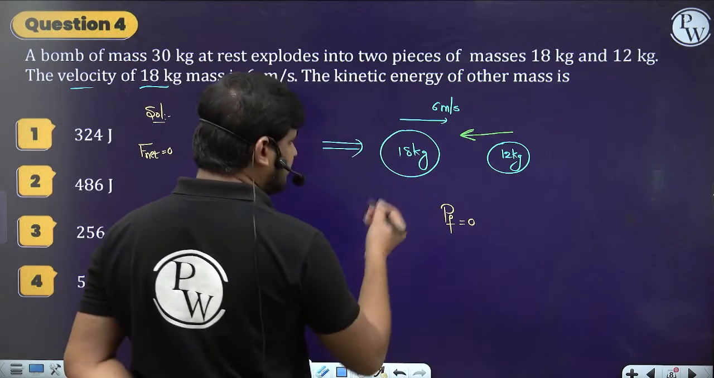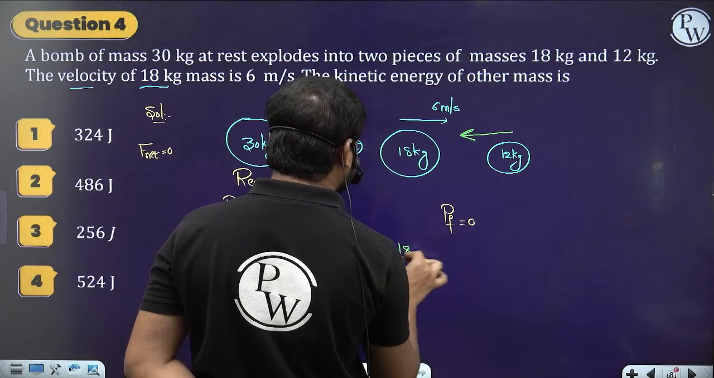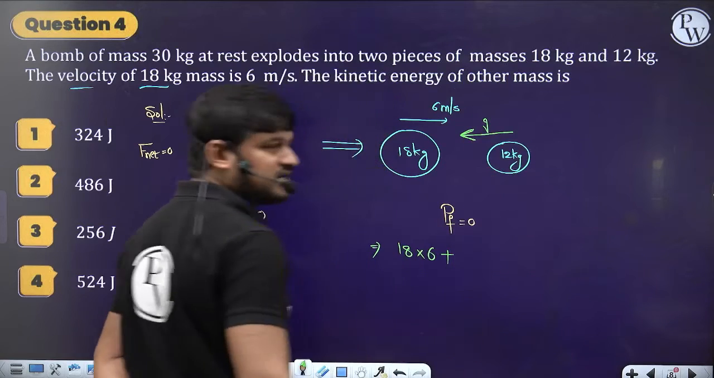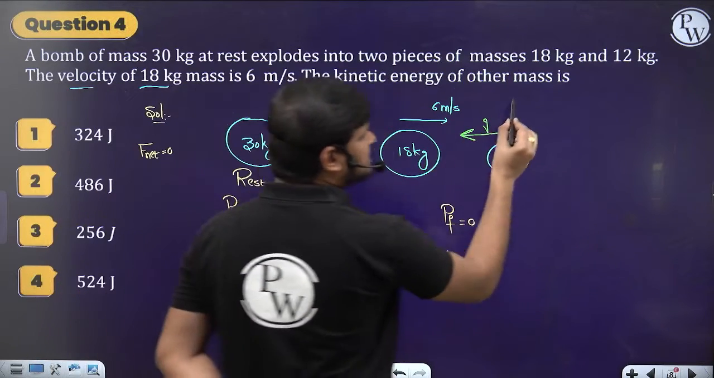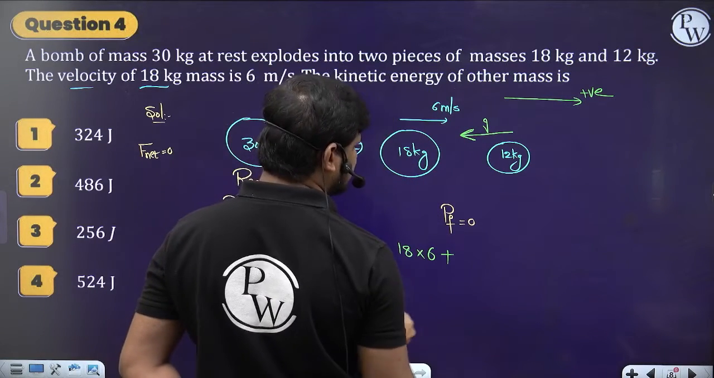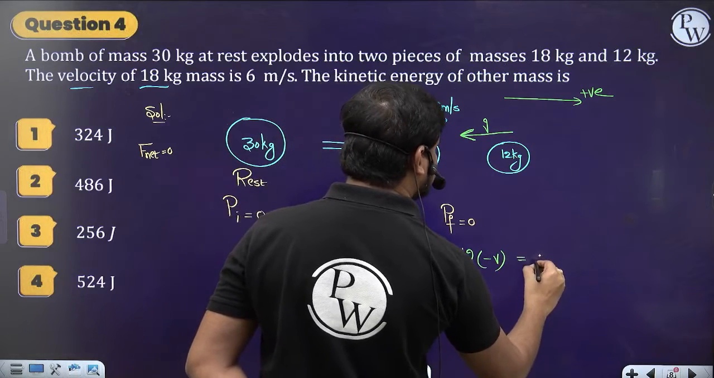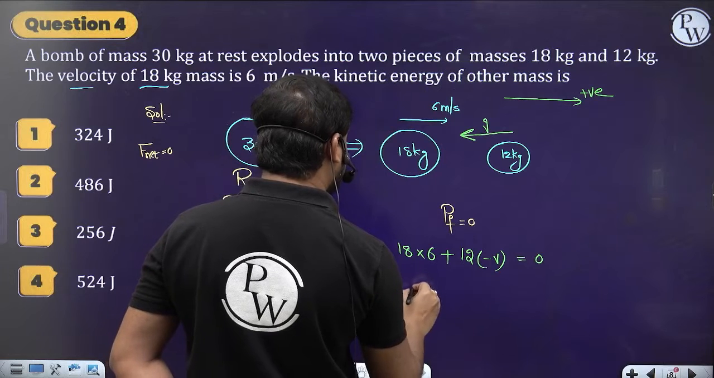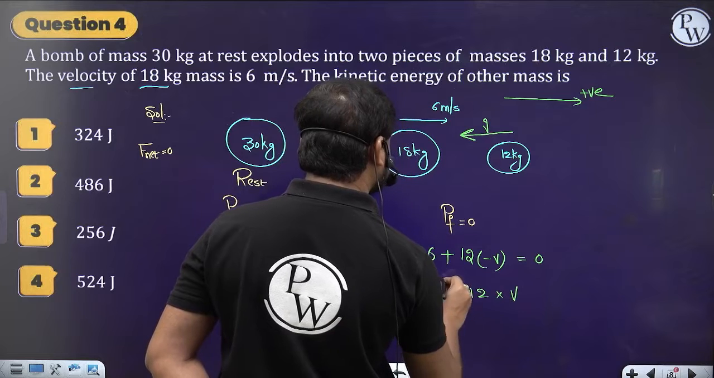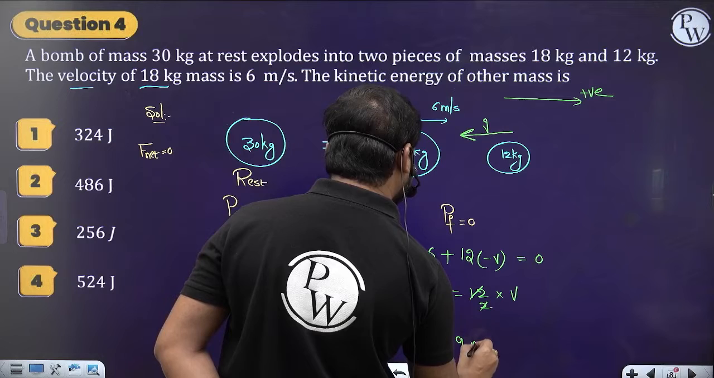Clear? So from here I can write the final momentum. Let's suppose the 12 kg one is moving with velocity v. Let me consider the sign convention, right side positive. So 18 into 6 plus 12 into minus v, taking the left side as negative, is equal to 0. So from here 18 into 6 is equal to 12 into v. So 6 ones are 6, 6 twos are 12, 6 threes are 18, so v is equal to 9 meters per second.